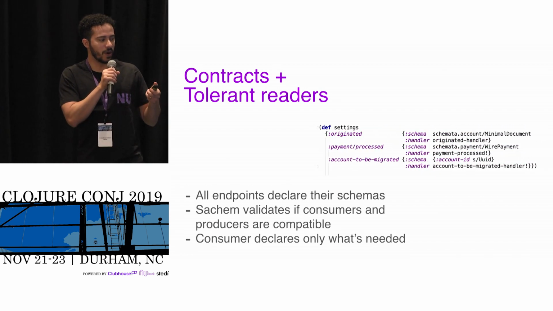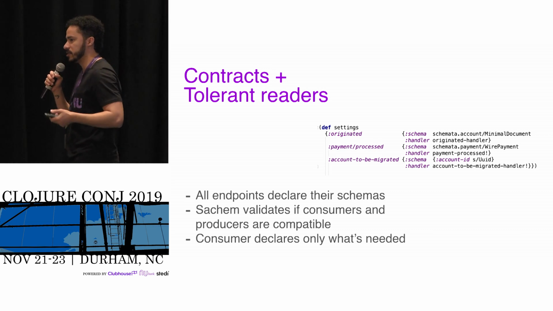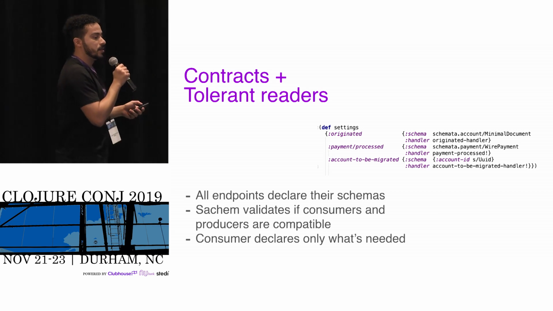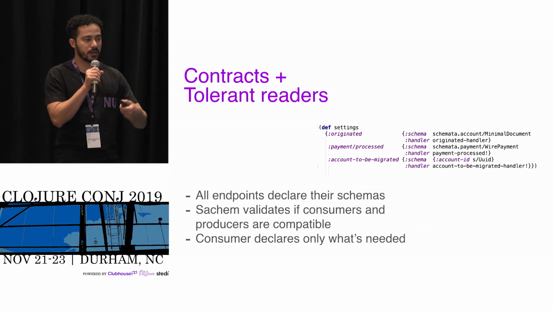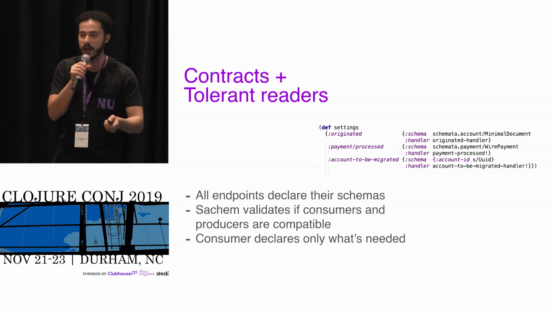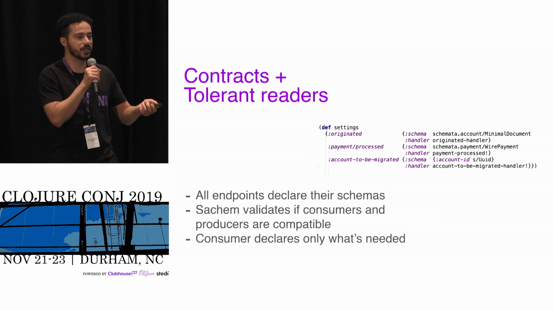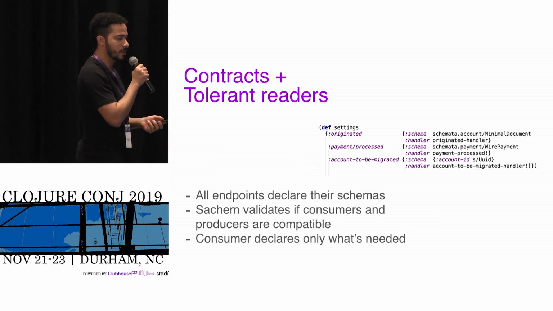This is an example of how to do this. This is a Kafka handling settings function or map that declares both the handler for that message and the schema that the consumer expects. And on the producer side, we have something very similar to that. We also declare the topic name and the schema we accept.